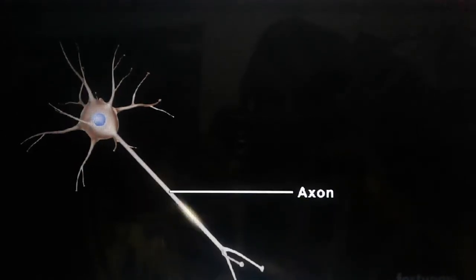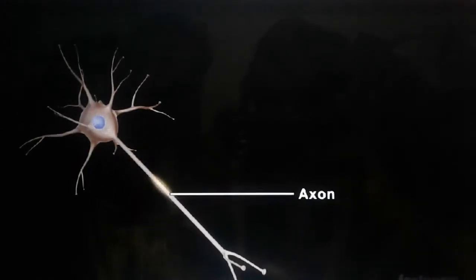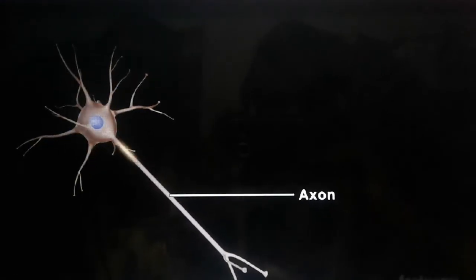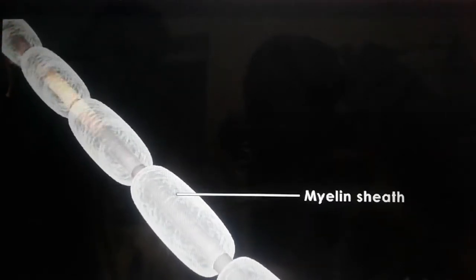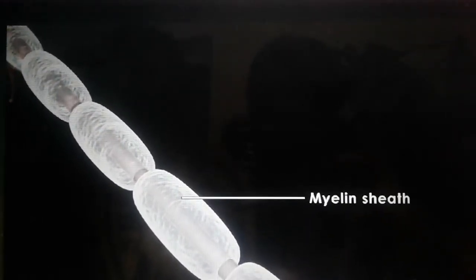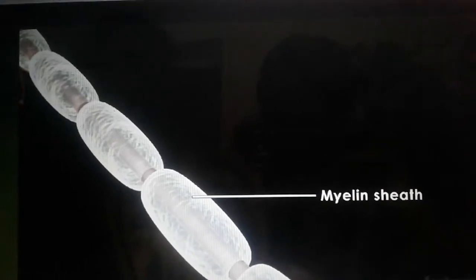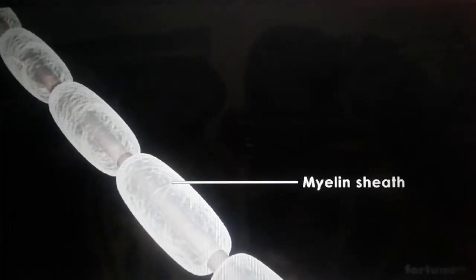Each neuron has one long, thicker extension known as the axon extending from the cell body. Axons carry the impulses away from the cell body and to the dendrites of other neurons. A fatty white coat known as a myelin sheath usually covers longer axons. The sheath serves to insulate the axon.